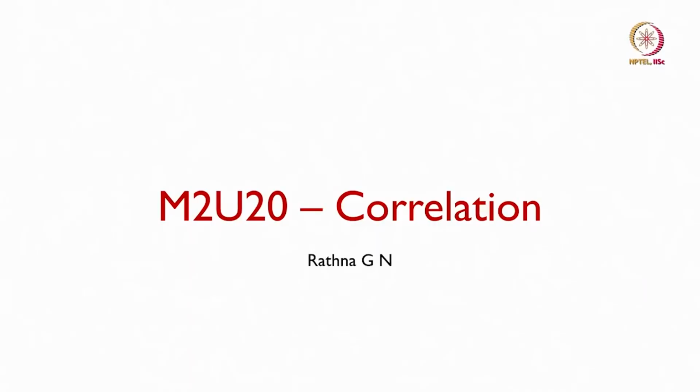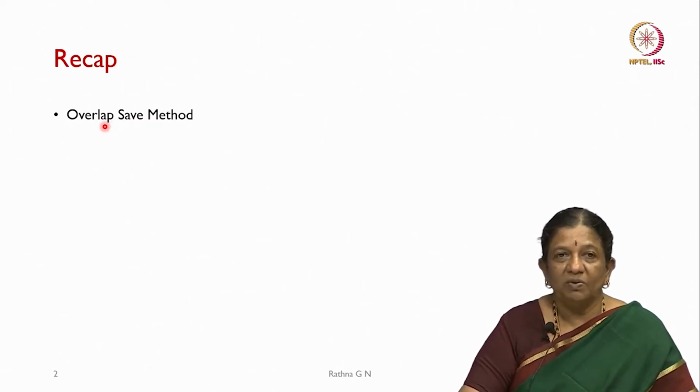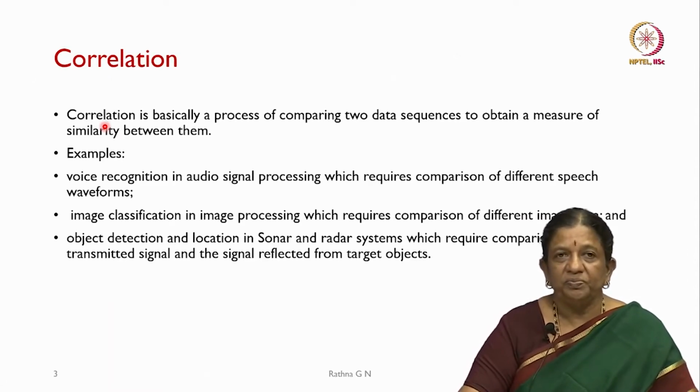So, we will discuss today correlation. To recap, in the last class we covered the overlap save method. Previous to that we had covered the overlap add method for continuous input signal, how we can calculate our FFT, and then we had seen the lab also.